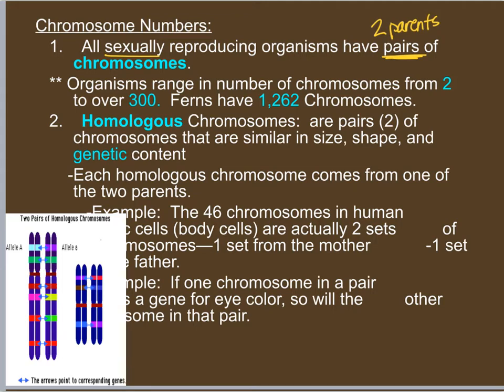So anyway, homologous chromosomes. This is very important. Homologous, or sometimes they call them homologs. Homo means same or similar. Homologous chromosomes refers to those pairs of chromosomes. Like we said, you get one from each parent. Each one comes from one of the two parents, and they're going to have similar size, shape, and genetic content.